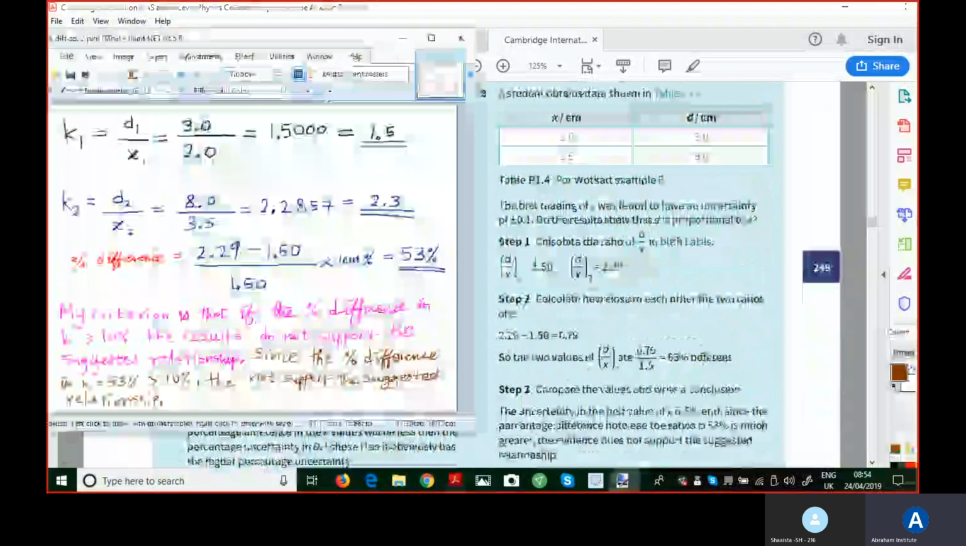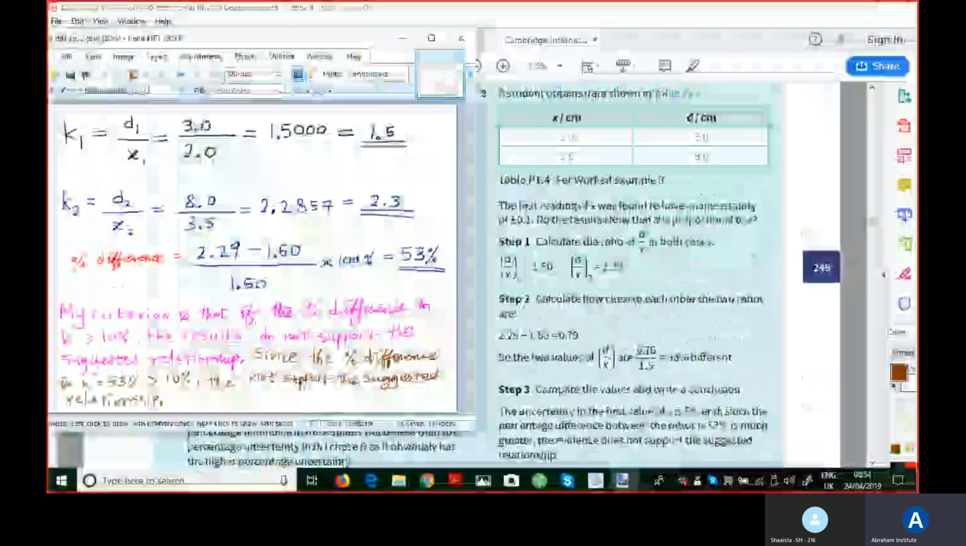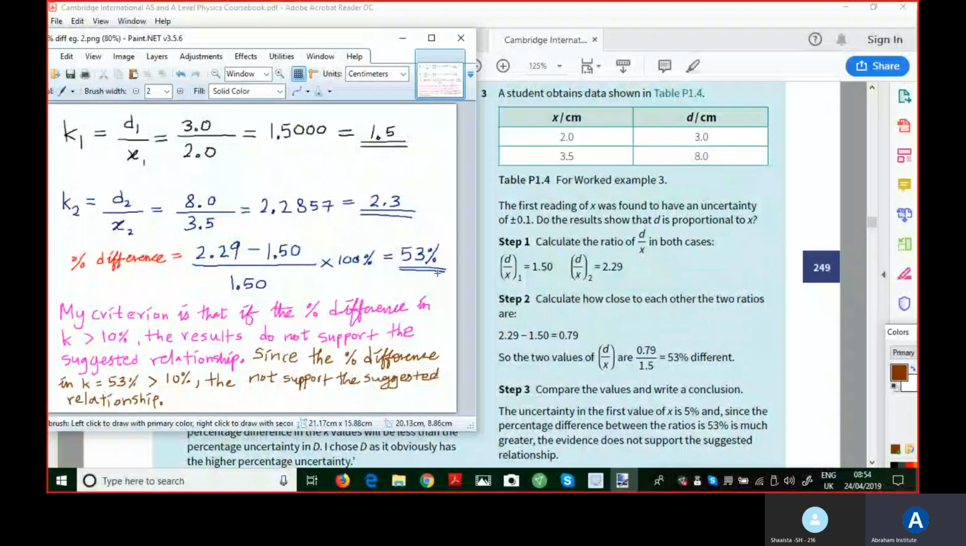Okay, so finally, since the percentage difference in K, which is 53%, is greater than 10%, the results do not support the suggested relationship. Okay, I missed the word "do" here. Do not support the suggested relationship. That's what you need to write.